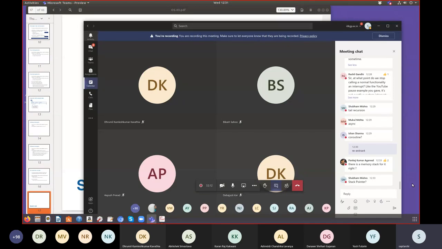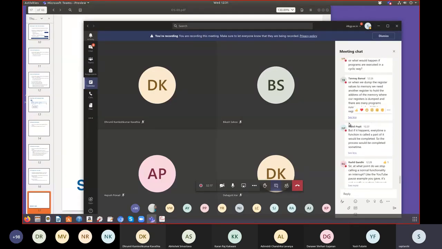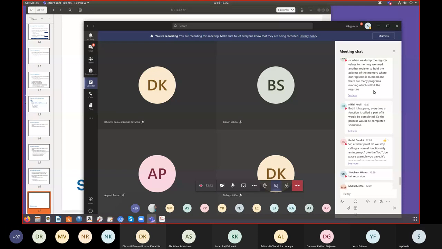Kernel has its stack, that is, it has a stack pointer. So the kernel knows where to dump the registers of particular programs, etc. It will just create another stack frame and dump the state of this process. Of course, the kernel has to maintain several data structures, some of which we will see in the next few weeks. But yeah, the concept is similar to a stack.